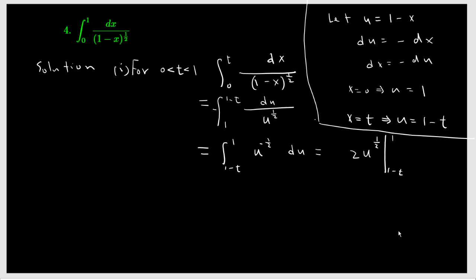We're almost ready to get the answer for the first step. Now you imagine u to the power of 1/2 is actually square root of u, right? You plug 1 in, I believe you have 2. And then you plug in 1 minus t. You have 2 square root of 1 minus t, is that right? Can anybody double check I got this right? I think I got this right. So that's the answer to step 1.